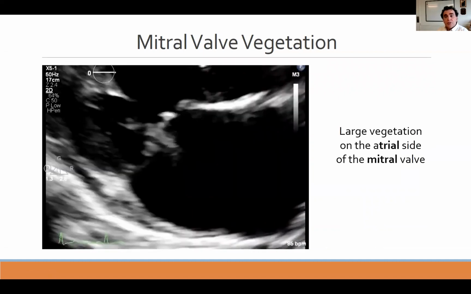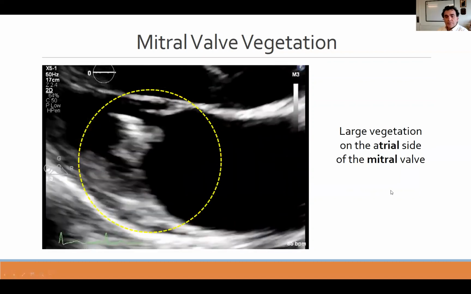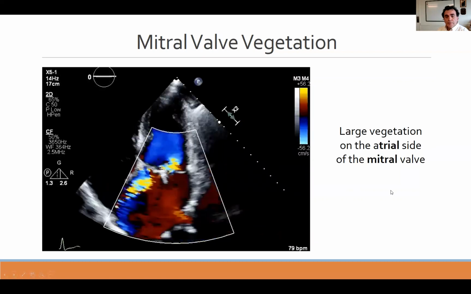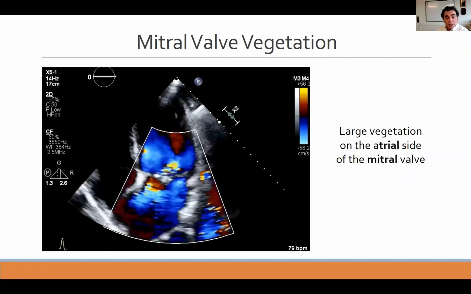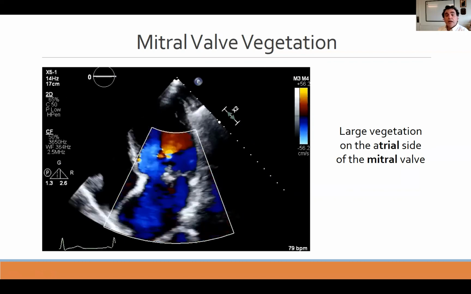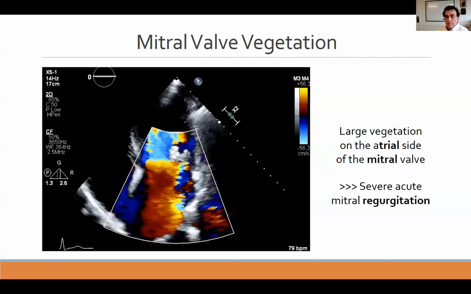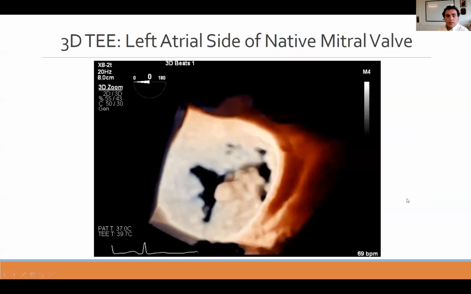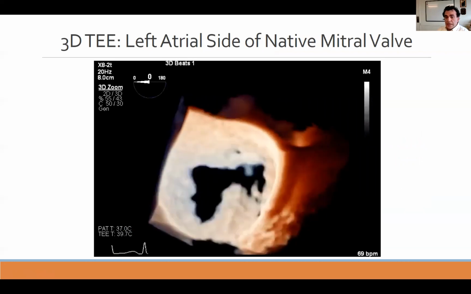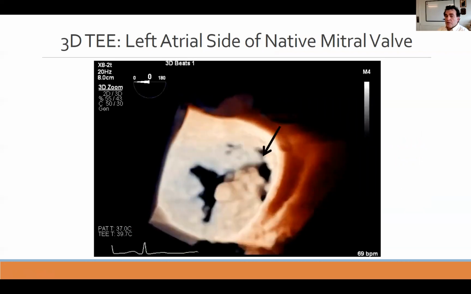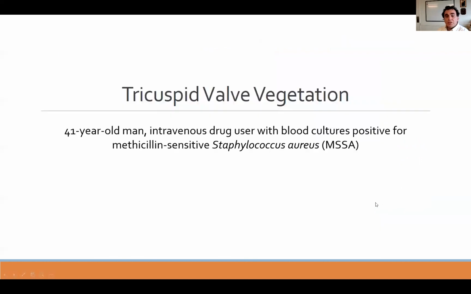Now let's get the zoom image. There is a large vegetation again on the atrial side of the mitral valve. And then if you turn the color on, you see that there is a severe mitral regurgitation, which is characteristic of a large vegetation endocarditis of the mitral valve. We can look at this in a 3D image. This is a so-called surgical view from the left atrial perspective of the native mitral valve with a very large vegetation in this patient. How about the tricuspid valve vegetation?